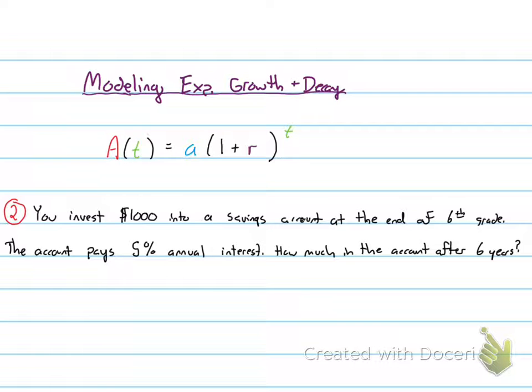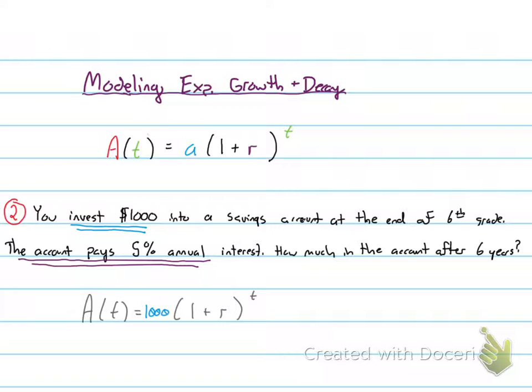So for our first example, you invest $1,000 into a savings account at the end of your 6th grade year. The account pays 5% annual interest, and you want to figure out how much money would be in that account after 6 years. So I'm going to use this function, plug in the information that I have, and then just let my calculator spit out an answer. You invest $1,000. That's going to be your starting or initial amount. So for A, I'm going to plug in 1,000.